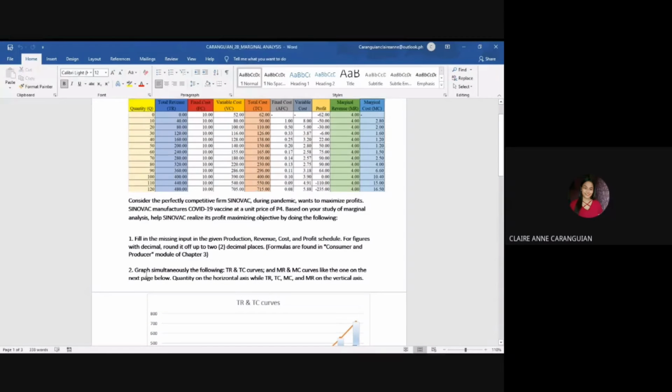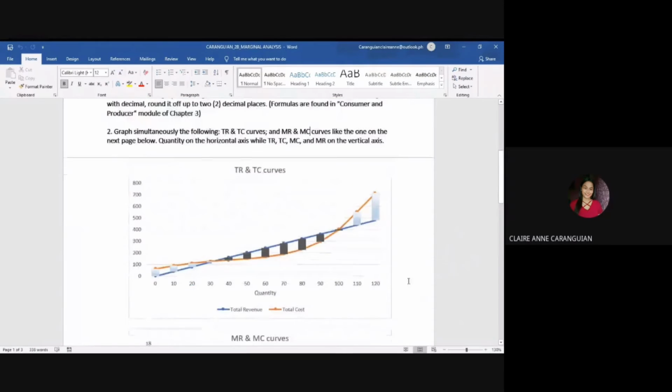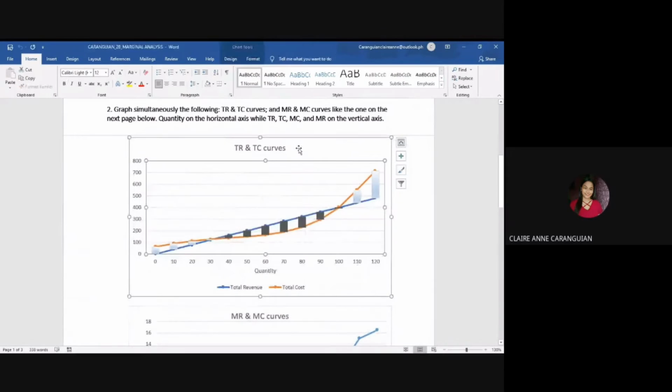Number 2 is graph simultaneously the following: TR and total cost curves and marginal revenue and marginal cost curve, like the one on the next page below. Quantity on horizontal axis while TR, TC, MC, and MR on vertical axis. So, nakagawa na ako ng graph. Ito yung graph. So, nilagyan ko lang ng up and down bar. So, in here, ito na yung graph ng the total revenue and total cost curves.